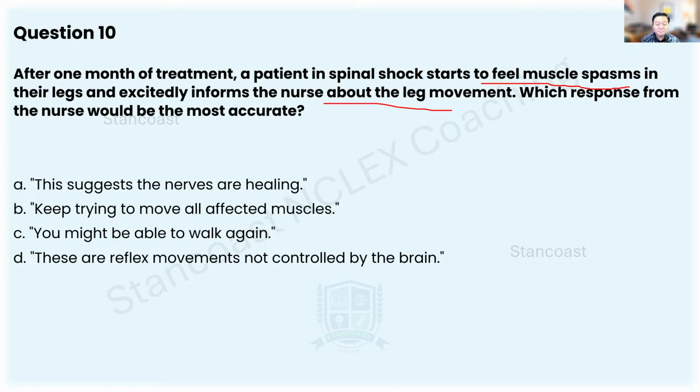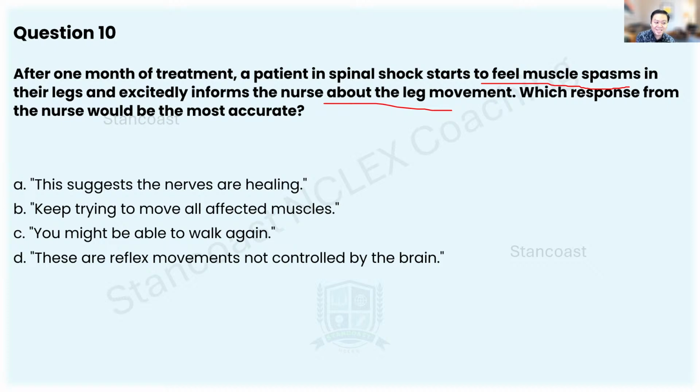The correct response by the nurse to the patient would be letter D. These are reflex movements not controlled by the brain. This occurs because of the increased sensitivity of the lower motor neurons post spinal shock, but they are not controlled by the brain. So this is not an indicator that their paralysis, the motor impairment, is going to be restored. It's not an assurance that their movement is going to be restored.